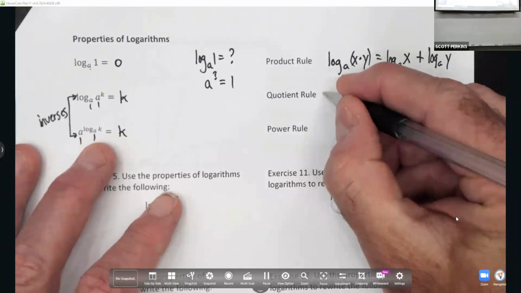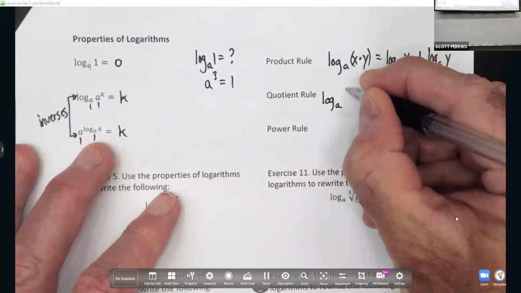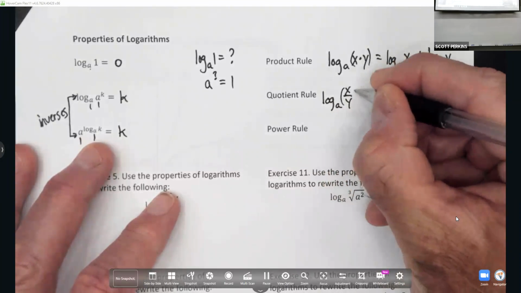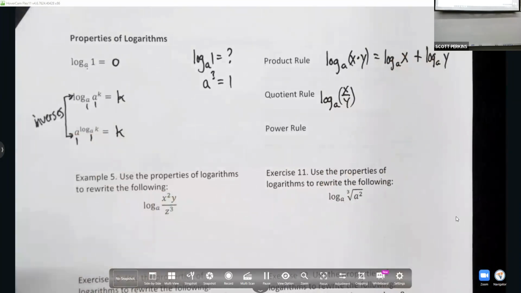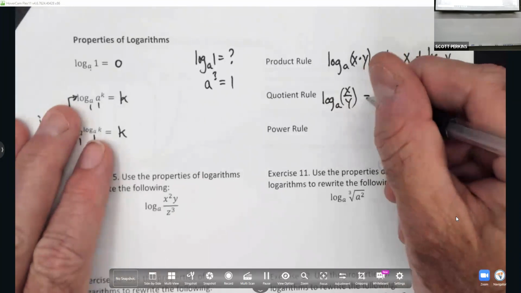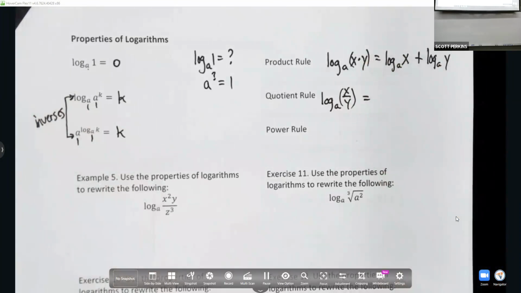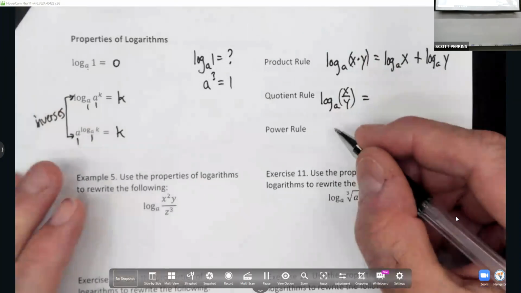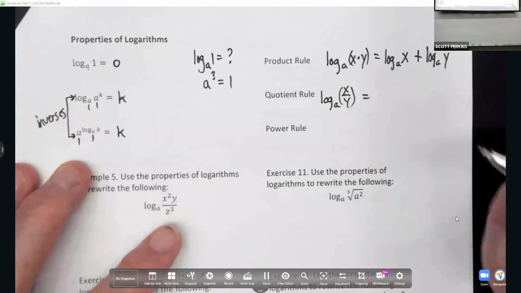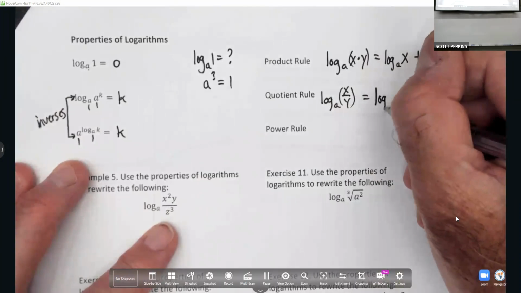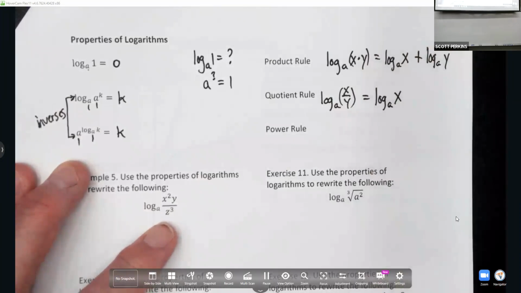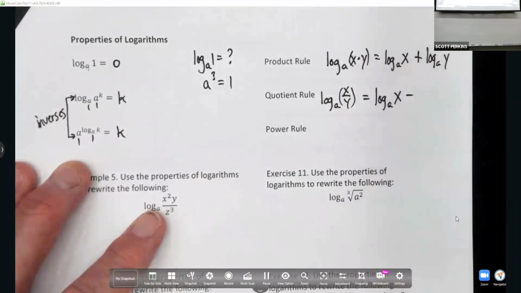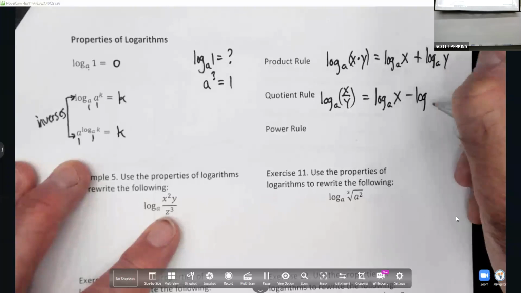The quotient rule: if I have log base a of x divided by y. Well, again, remind me, when I divide, what do I do with my exponents? You subtract. Okay, same thing here. What am I going to do with my powers, my logarithms? I am going to subtract them. Log base a of x, that's the numerator, minus the log base a of y.